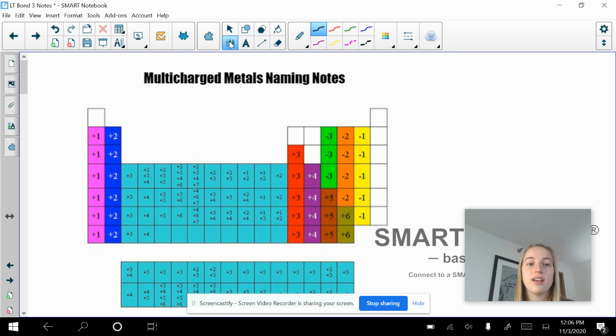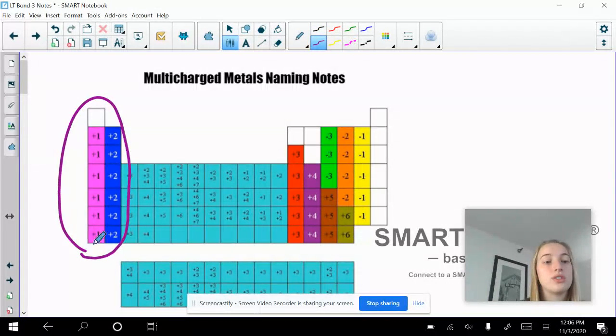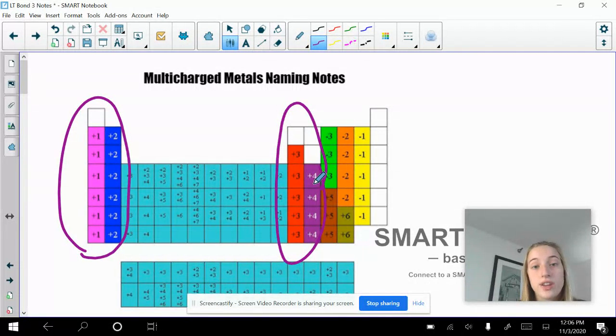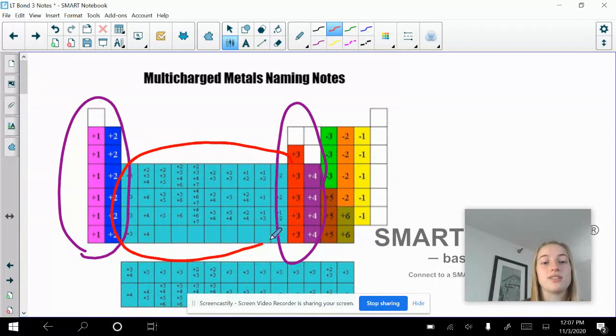It's Miss Walenta, and today we are going to talk about our multi-charged metals, how to name them, and write out our formulas. So last time you guys looked at single charged metals. Those are our two in these columns and our two in these columns. So congratulations, you made it through single charged metals. Today we're going to be talking about multi-charged metals.